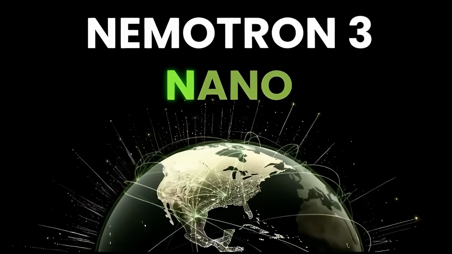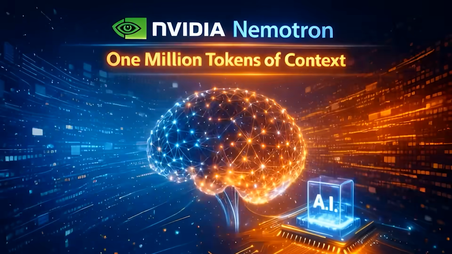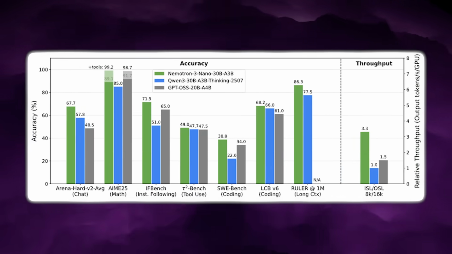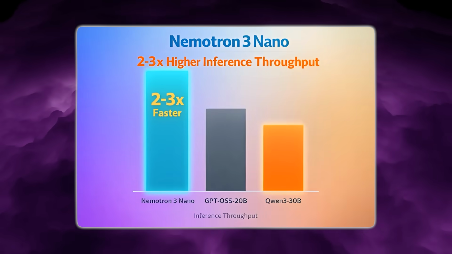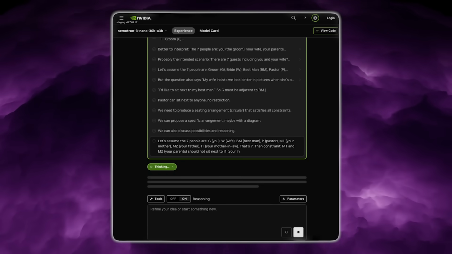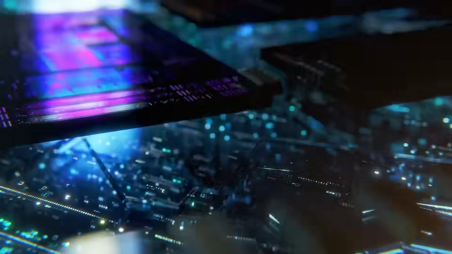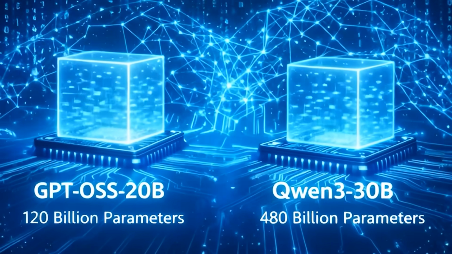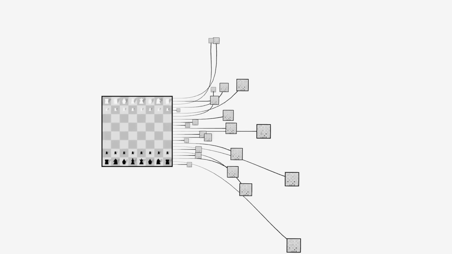Nvidia just released an open source AI model that runs locally on a single 24GB GPU, supports up to 1 million tokens of context, delivers 2 to 3 times higher inference throughput than GPT-OSS 20B and Qwen 330B, and ships with open weights, open training recipes, and openly released datasets. And Nvidia also confirmed this is only the smallest model in the lineup. Two much larger models, one around 120 billion parameters, and another approaching 490 billion, are scheduled to follow.